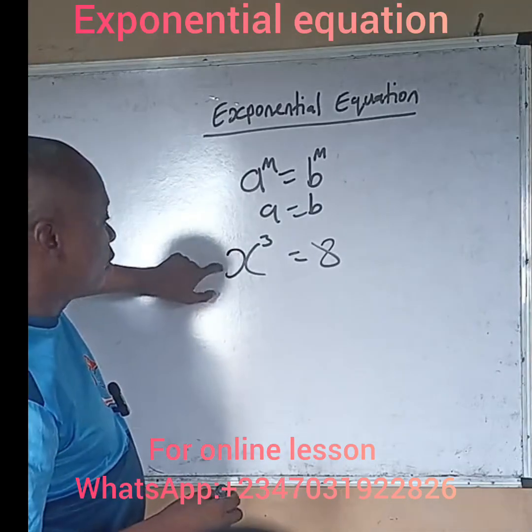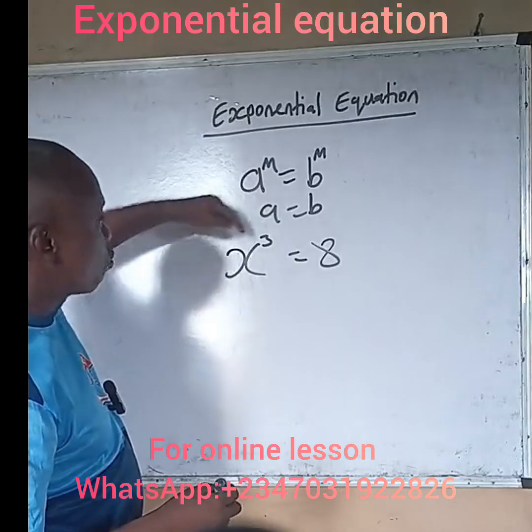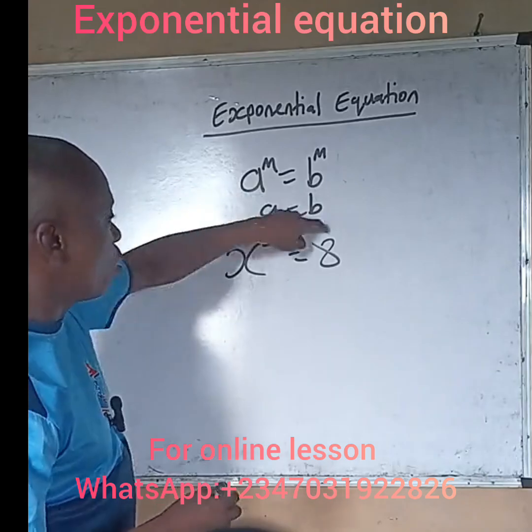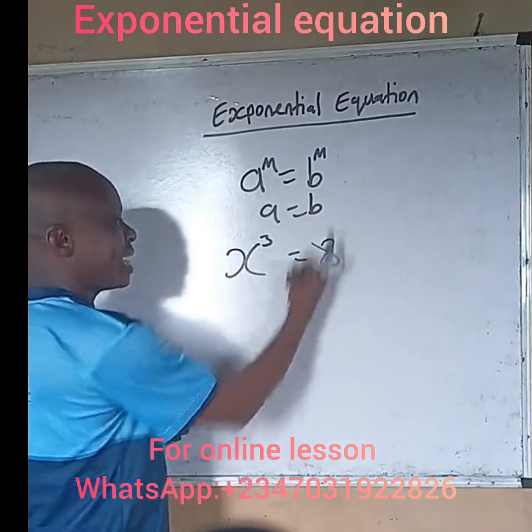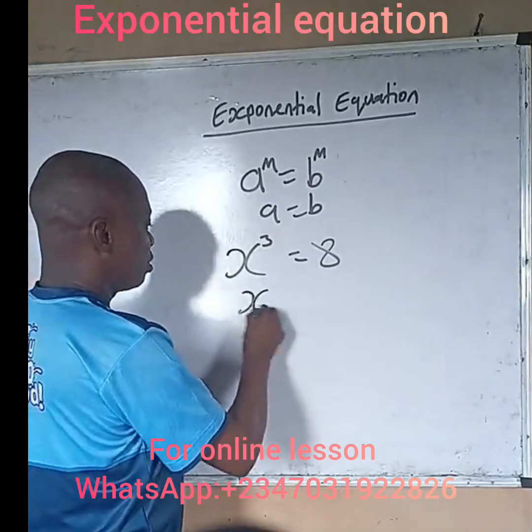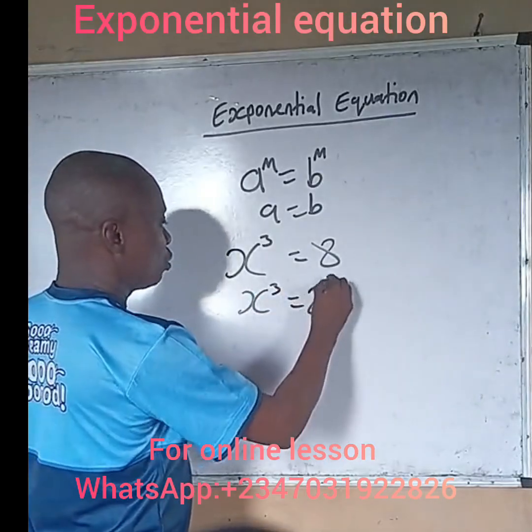And the variable now is the base here. So I have to make both sides have equal base. Okay, I mean equal power. So what is the number that we multiply by itself 3 times that will give you 8? That number is 2. So this will be x raised to the power 3 equals 2 raised to the power 3.